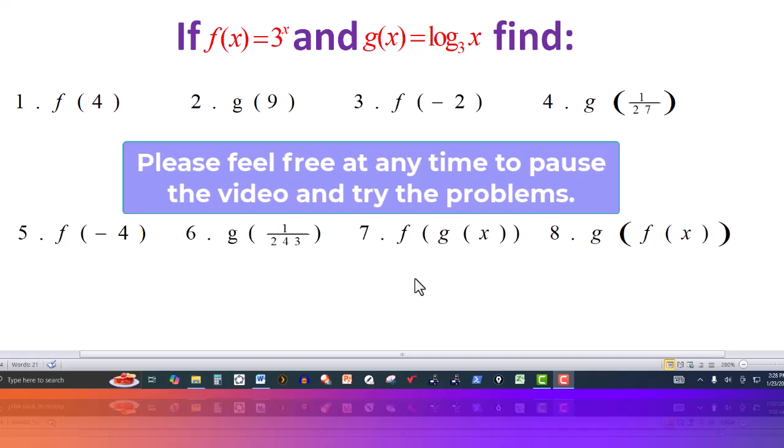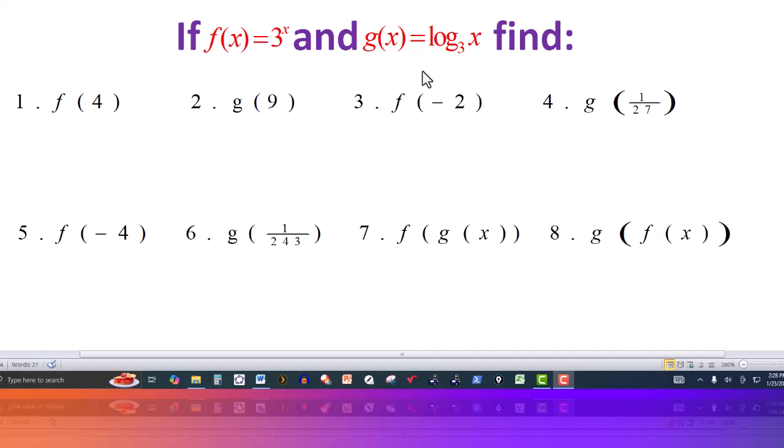In this video we have two functions, an exponential and a logarithmic function. The first one we have f of x is equal to 3 to the x, and then g of x is equal to the log of x to base 3. We want to find each of the following values. So we're evaluating these functions at the given values.